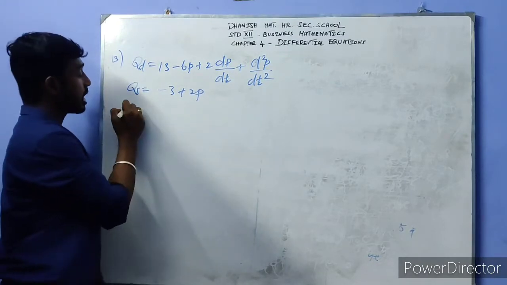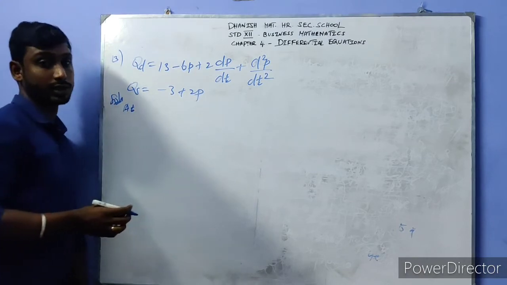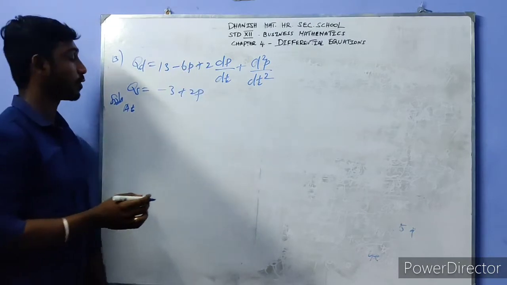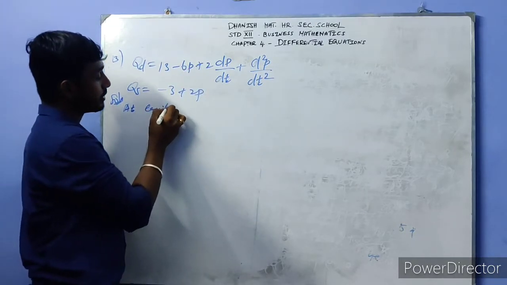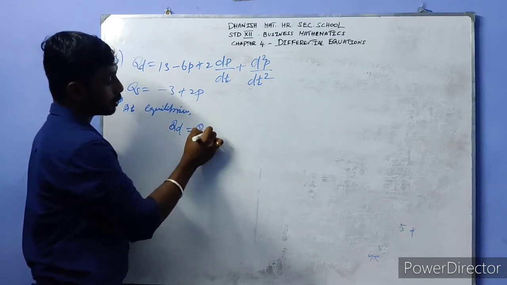Now we are going to find out the equilibrium. So then only we are going to find out this one differentiation form. Now we are going to find out the linear differentiation form. So at equilibrium position, QD equals QS here.